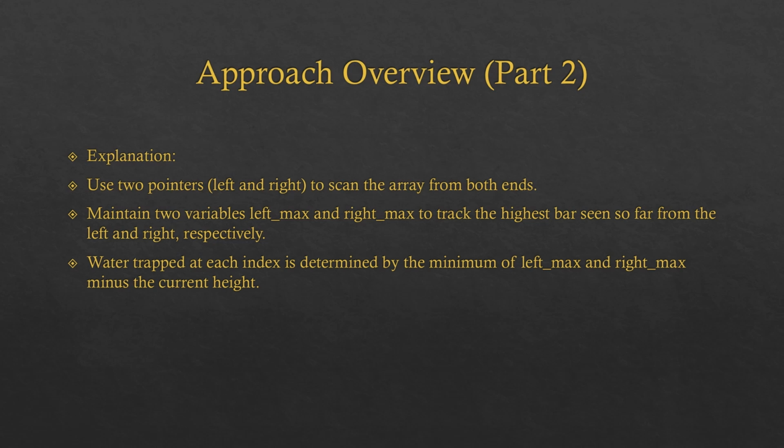The two-pointer approach involves using two pointers, one from the left end of the array and the other from the right end. We also maintain two variables, left max and right max, which track the maximum heights seen so far from the left and right ends respectively.